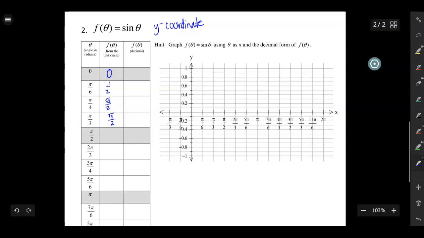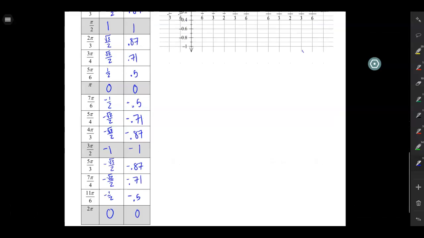I'm going to fill in this whole column of values in the unit circle, and then I'm going to convert these numbers into decimals. Okay. So go ahead and pause the video and fill in the rest of your table. All right, hopefully your table looks something like mine. And we're going to go ahead and graph these points the same way that we graphed our cosine.